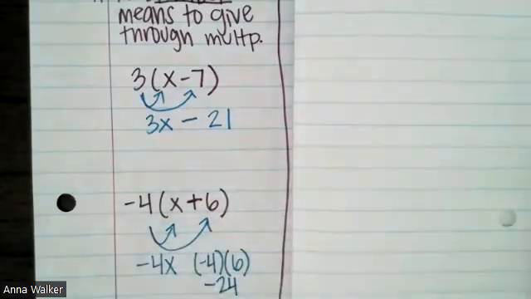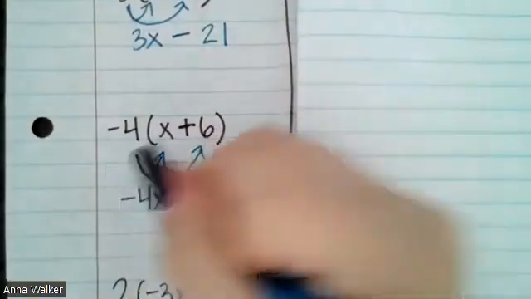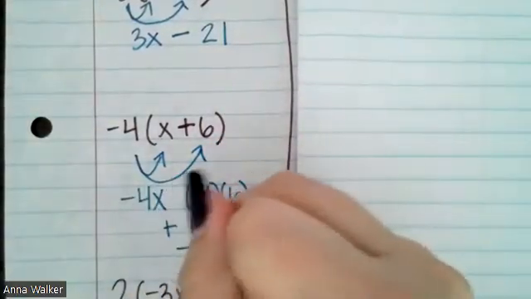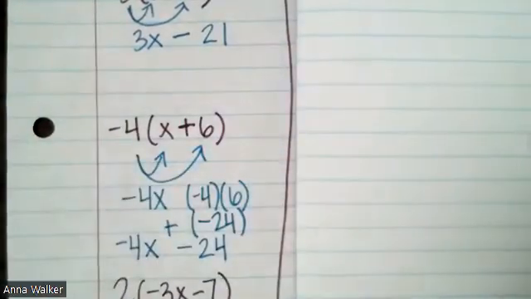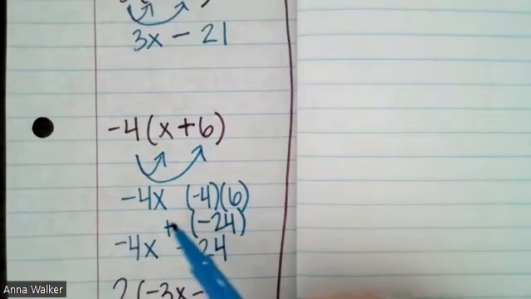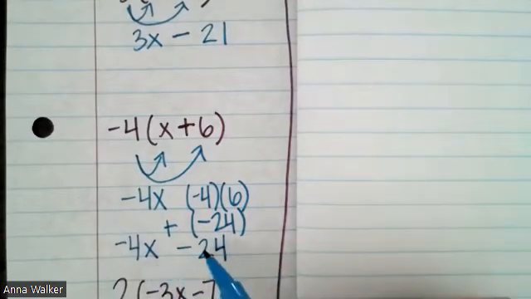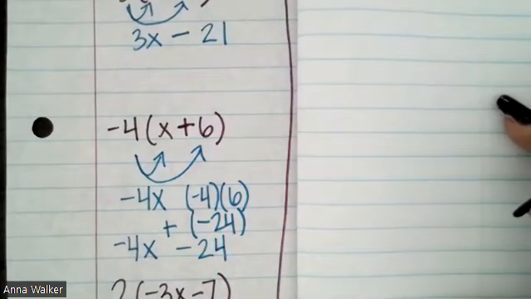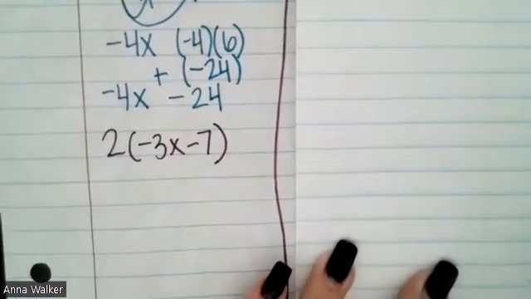But when we add a negative, that's the same as just subtracting that number. So the way to simplify this expression fully is, instead of putting -4x plus -24, I'm just going to put -4x minus 24, because when we add a negative, it's the same thing as just subtracting the positive version of that number. Let's look at one more example about how to use the distributive property.